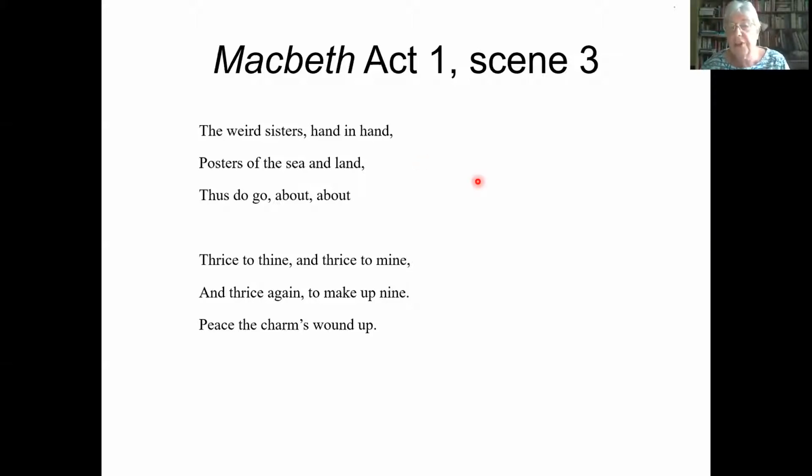But what about thrice to thine and thrice to mine? Well, they could be, again, 3 double steps, but speeded up, as the common time is in the hags of the masque. So if you think of thrice to thine, we've got 3 quicker steps, thrice to thine and thrice to mine, thrice again to make up 9. Peace, the charms wound up, so the metre relaxes because Macbeth and Banquo are entering.